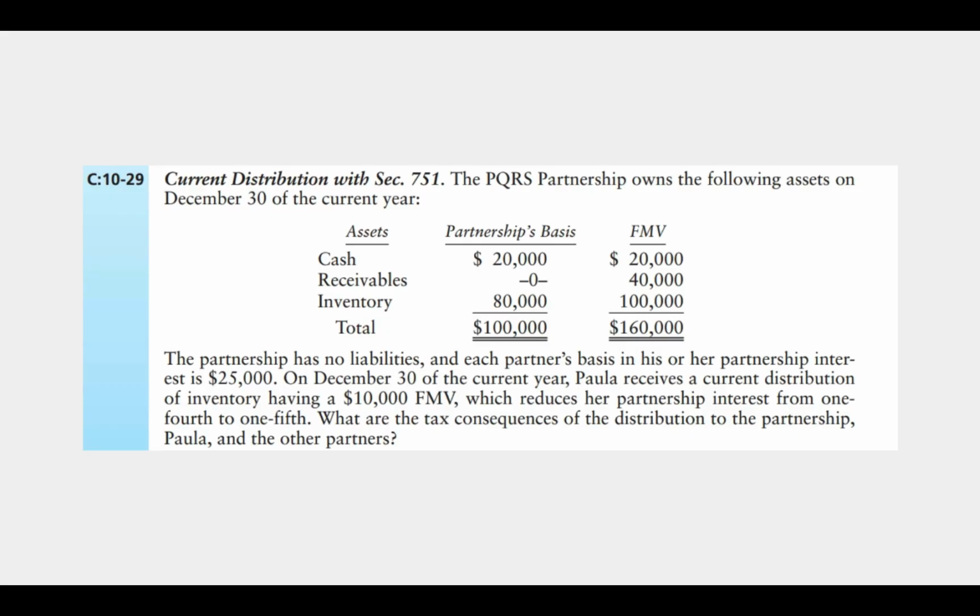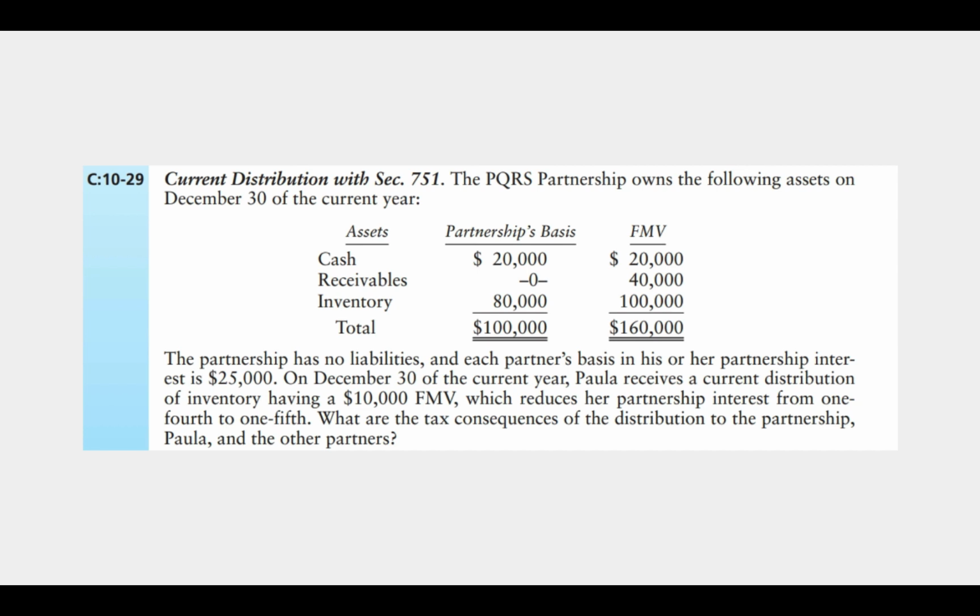All right, looking at 29. The PQRS partnership owns the following assets on December 30th of the current year. Cash, receivables, and inventory. Obviously, receivables and inventory are 751 assets. The partnership has no liabilities, and each partner's basis in his or her partnership interest is $25,000. On December 30th of the current year, Paula receives a current distribution of inventory having a $10,000 fair market value, which reduces her partnership interest from 1/4 to 1/5. What are the tax consequences of the distribution to the partnership, Paula, and the other partners?